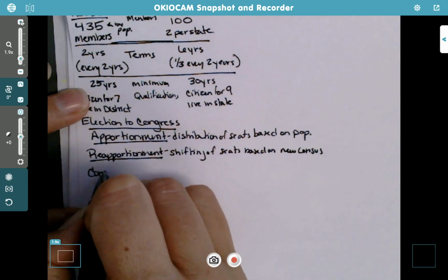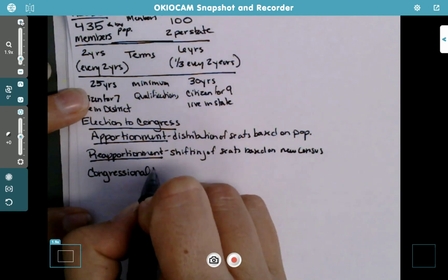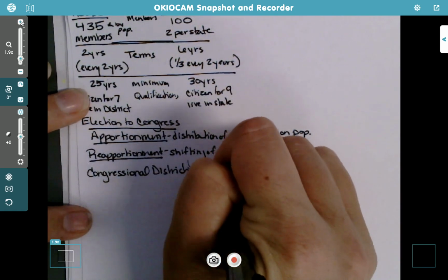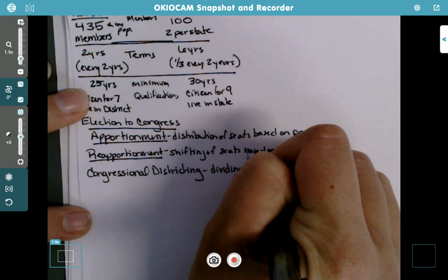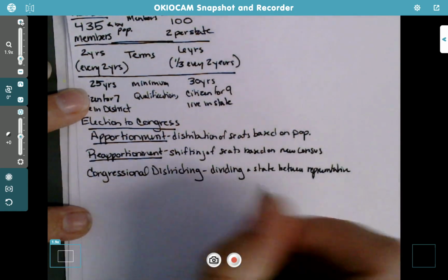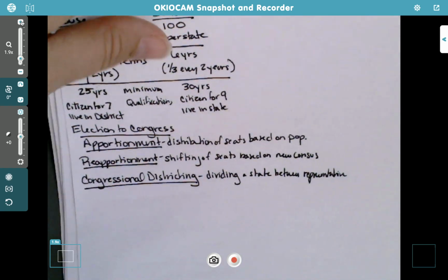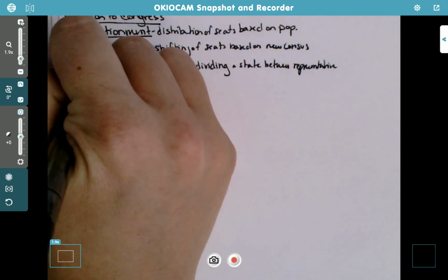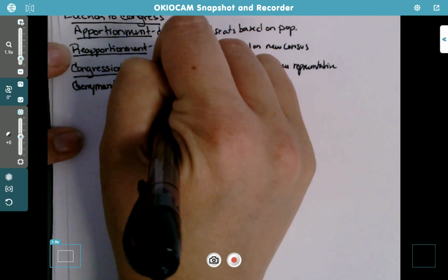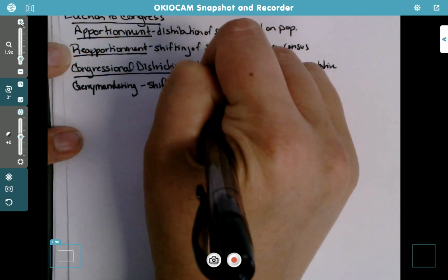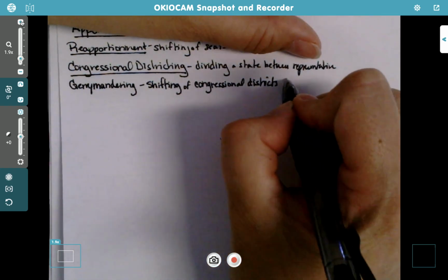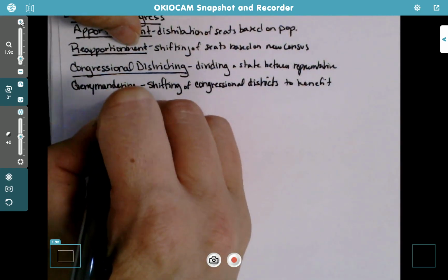Then you have congressional districting, which is dividing a state between representatives. Then you have gerrymandering, which is shifting of congressional districts to benefit one political party.